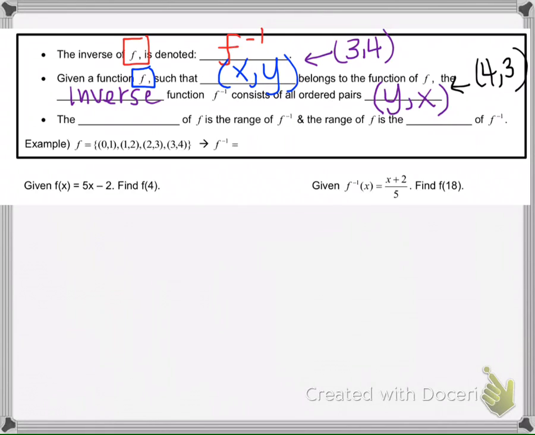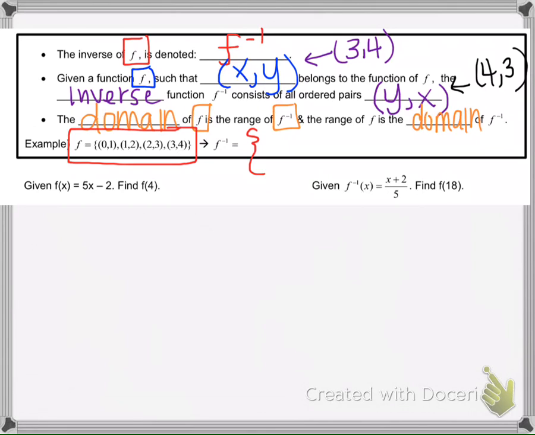So if the input and output is switched, then it should make sense to us that the domain of one function is going to be the range of the inverse. And the range of f is the domain of the inverse. So everything's just switched. So for example, if I had a function with those 4 ordered pairs and I said, what would the inverse be?